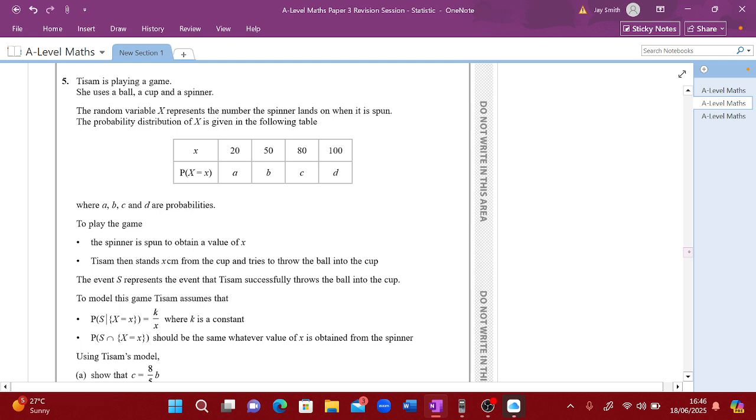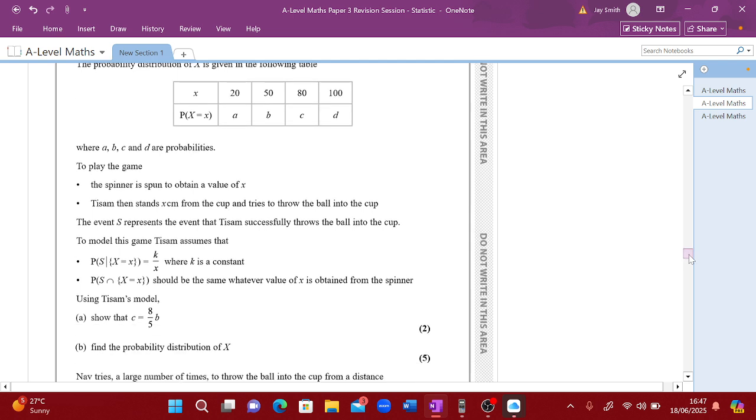A, B, and C are probabilities. To play the game, a spinner is spun to obtain a value of X, which I guess is random. Well, the spinner might not be random, but anyway, Tissam then stands X centimeters away from the cup and tries to throw the ball in the cup. The event S represents the event that Tissam successfully throws the ball.